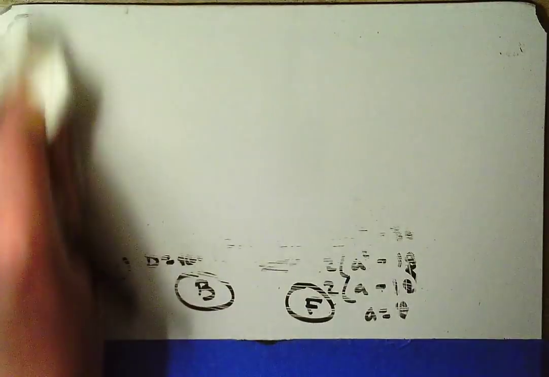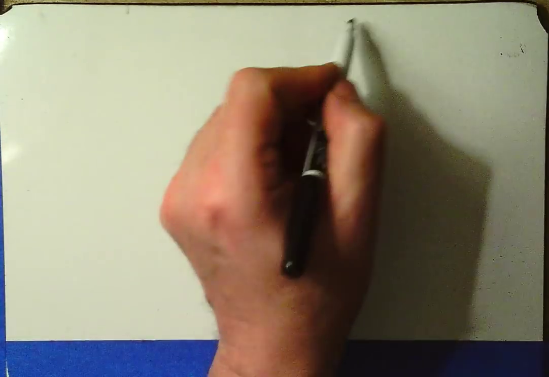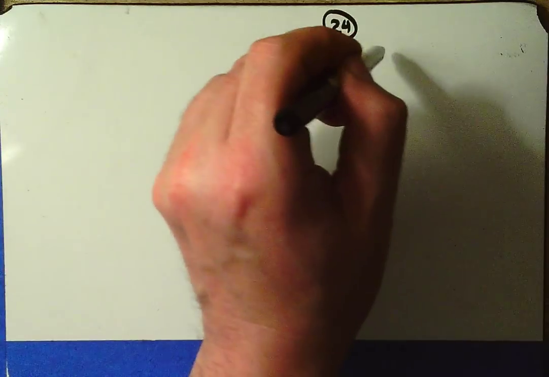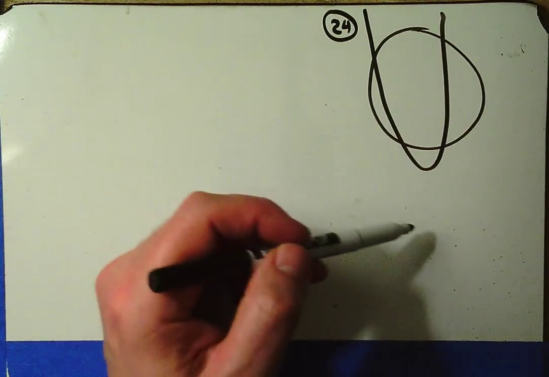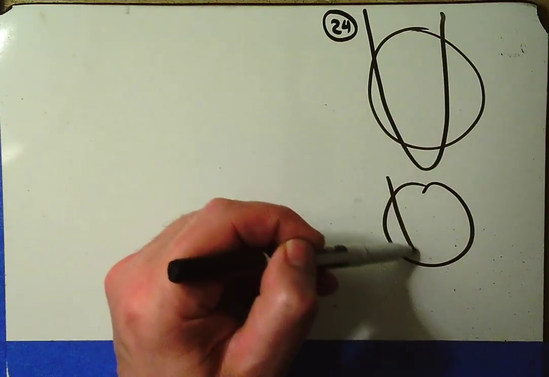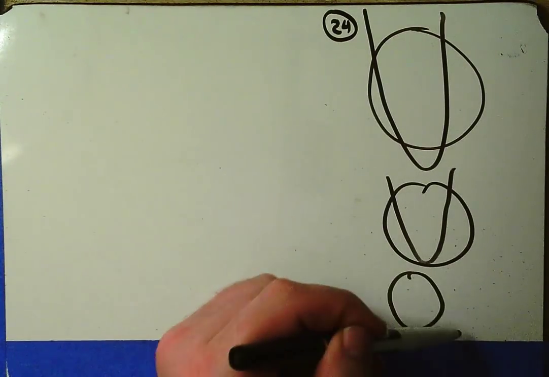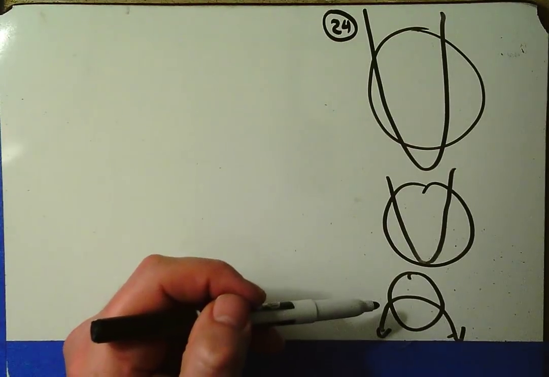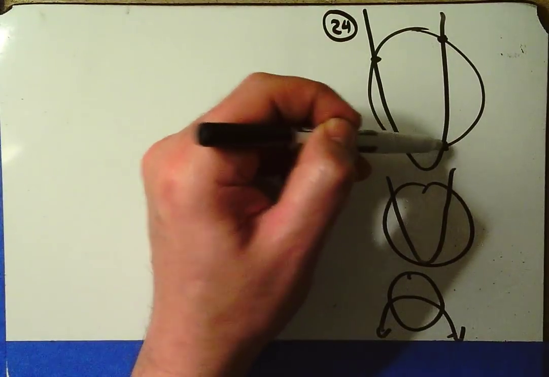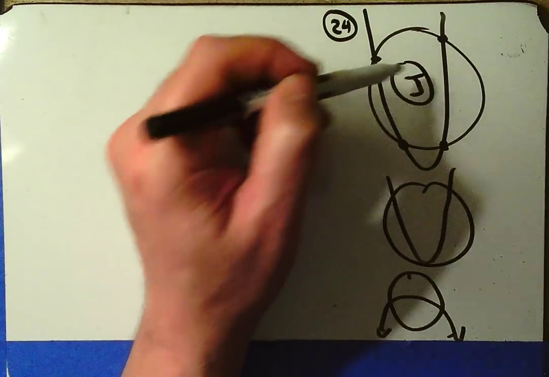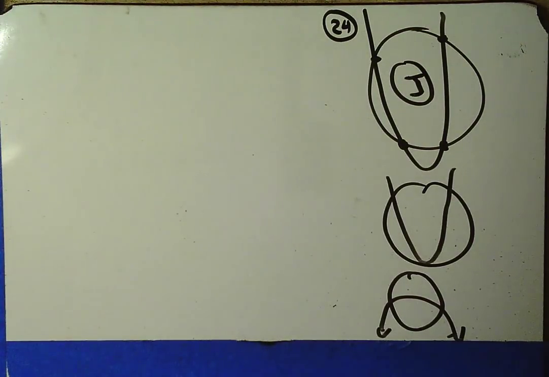Okay, number 24. What's the greatest number of points of intersection between a parabola and a circle? Well, if I think about a circle and a parabola, I can imagine 4 points of intersection. I could certainly imagine 3 or even 2, but they said the maximum number of points, and to me it looks like I can't get more than 4 points of intersection, which corresponds to choice J. Choice J for number 24.